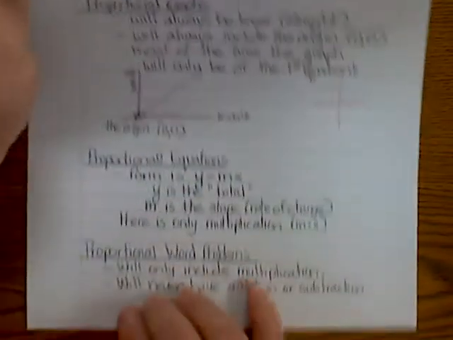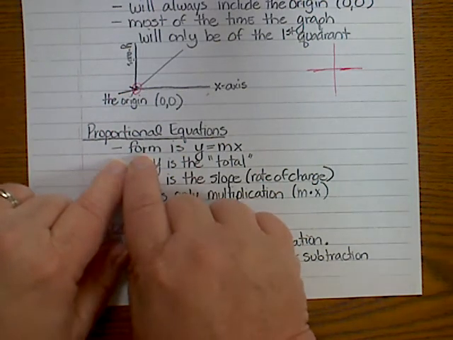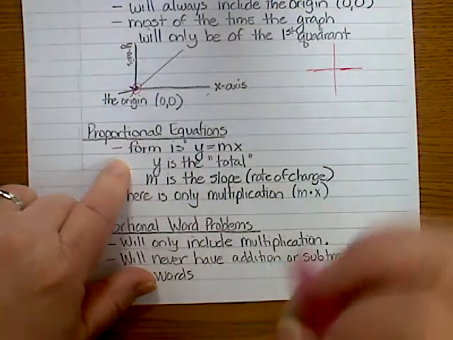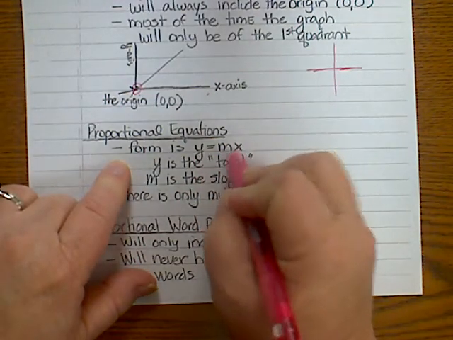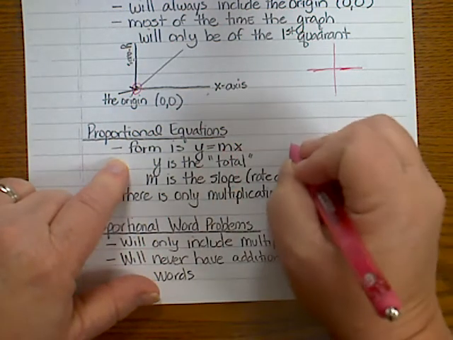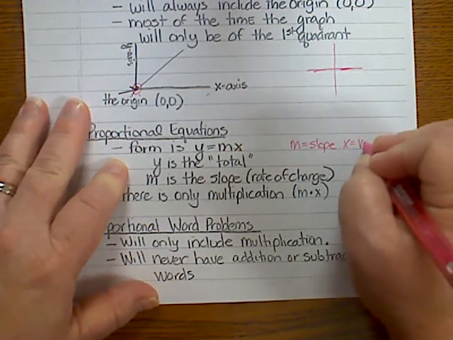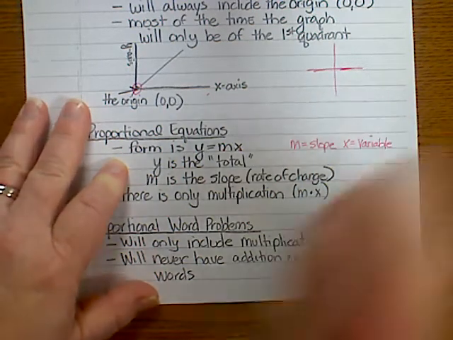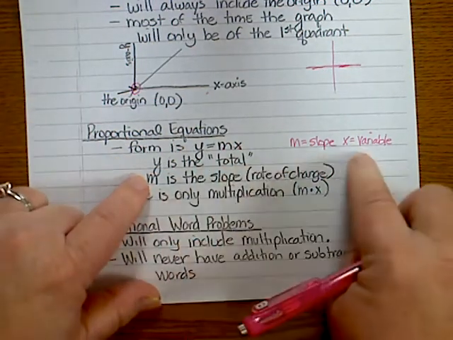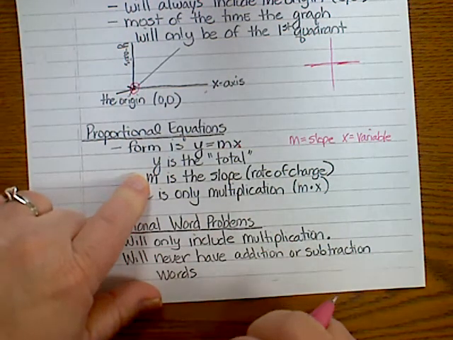Okay? So, proportional equations. The form is y equals mx. In other words, only multiplication. You're only multiplying your slope times your variable. Okay? Remember that m is your slope and x represents your variable. Okay? And you only have multiplication. Y is the total. So whatever m times x, it equals whatever they're representing by y.